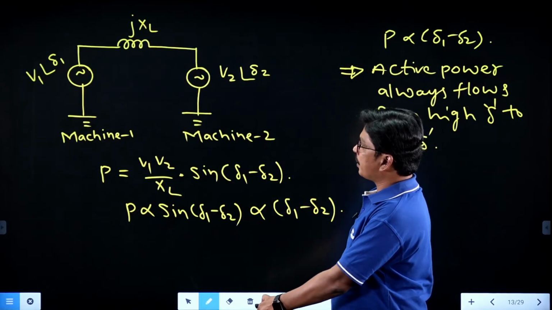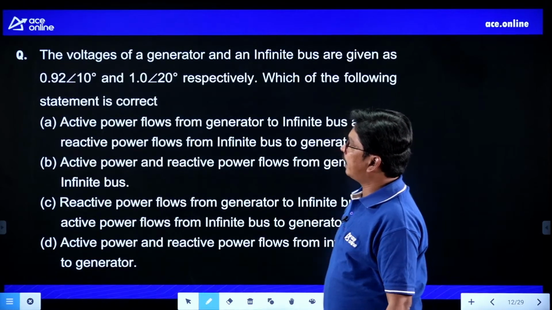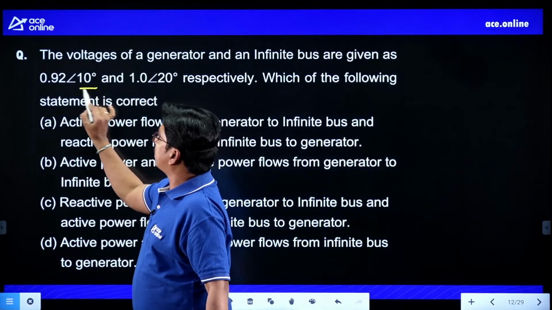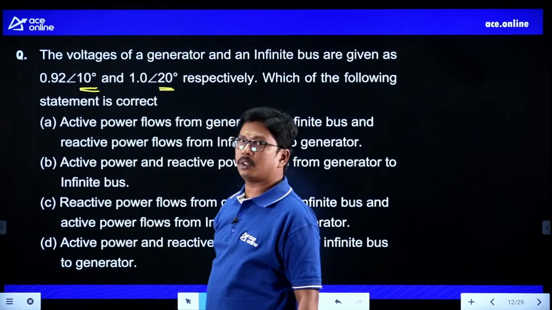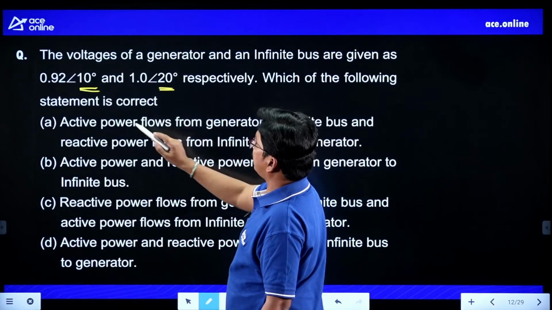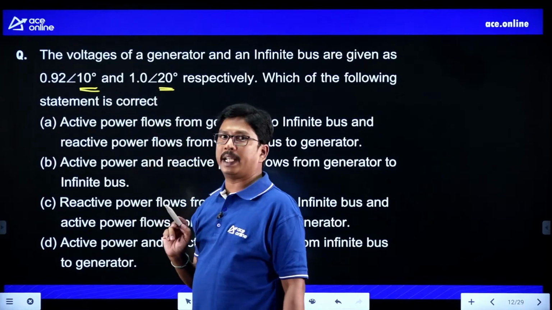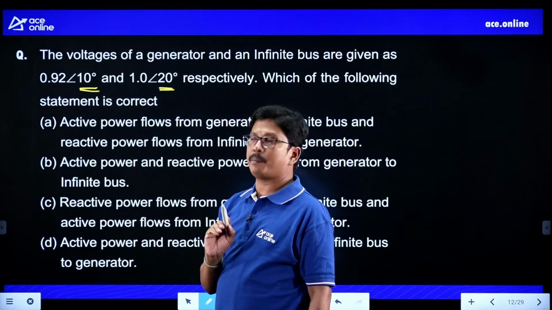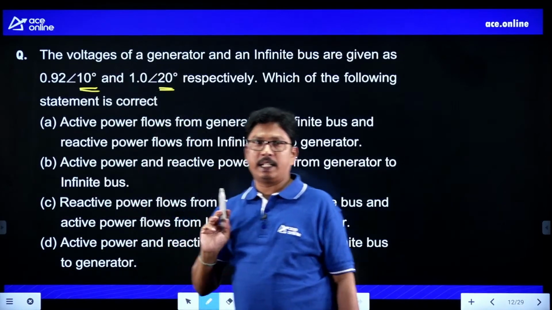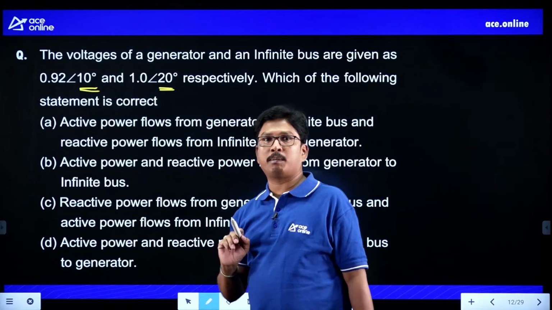You can check the question here. What is the question they have given? Here it is given 10 degrees and here it is given 20 degrees. So it is the infinite bus voltage and the generator voltage. The active power is flowing from 20 degrees to 10 degrees. So the active power is flowing from infinite bus to the generator.